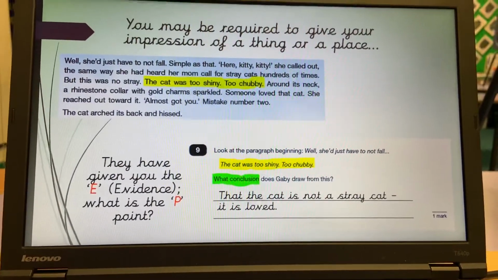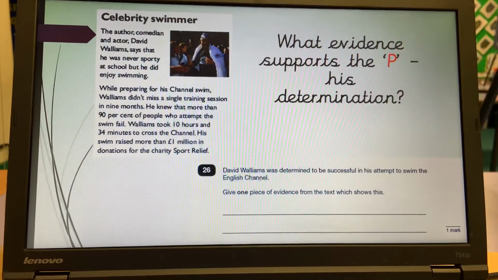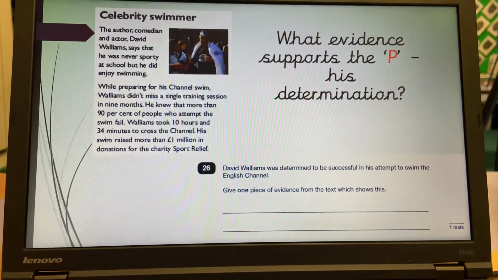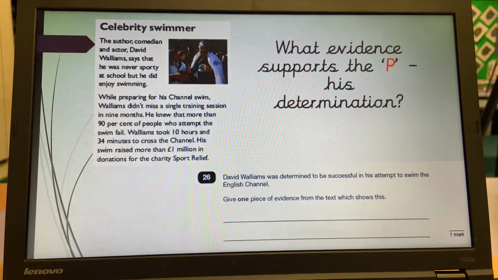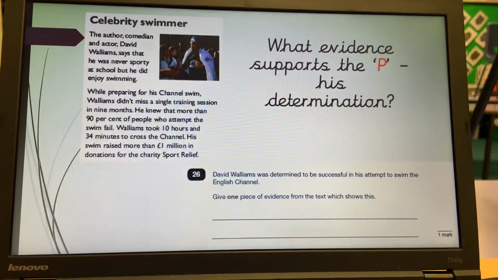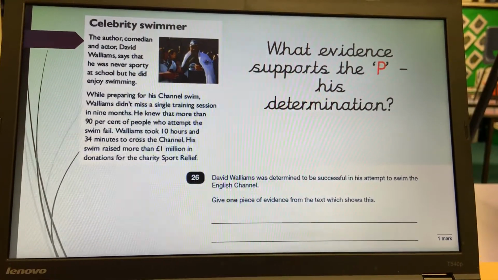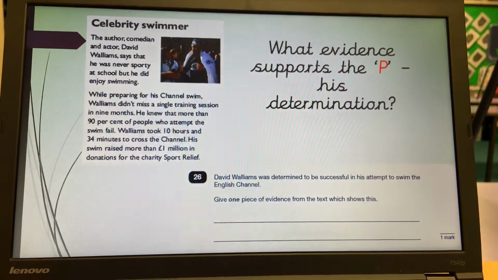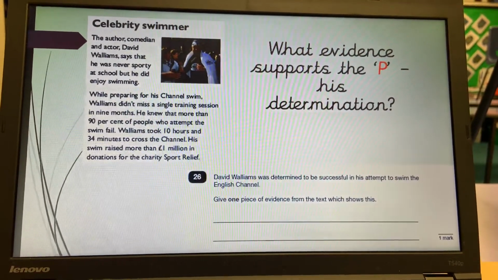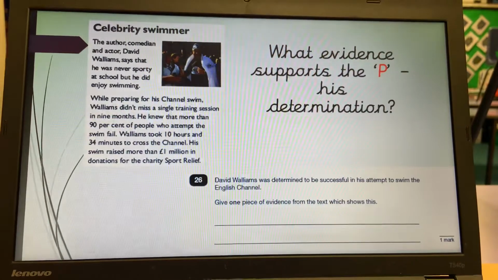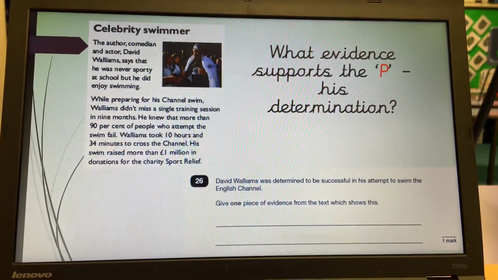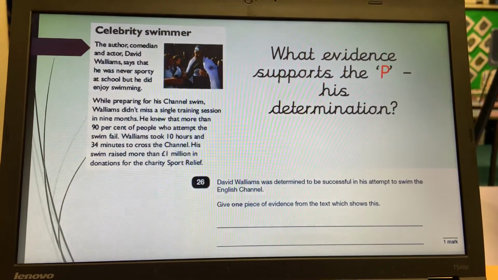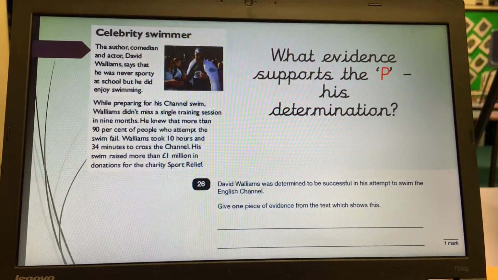Okay, next we have what evidence supports the point, which is David Walliams' determination in this section. So David Walliams was determined, that's the point, to be successful in his attempt to swim the English Channel. Give one piece of evidence from the text which shows this. So I'm going to read through the text and I want you to try and locate the evidence that supports the point that he was determined. That's his character trait as well.